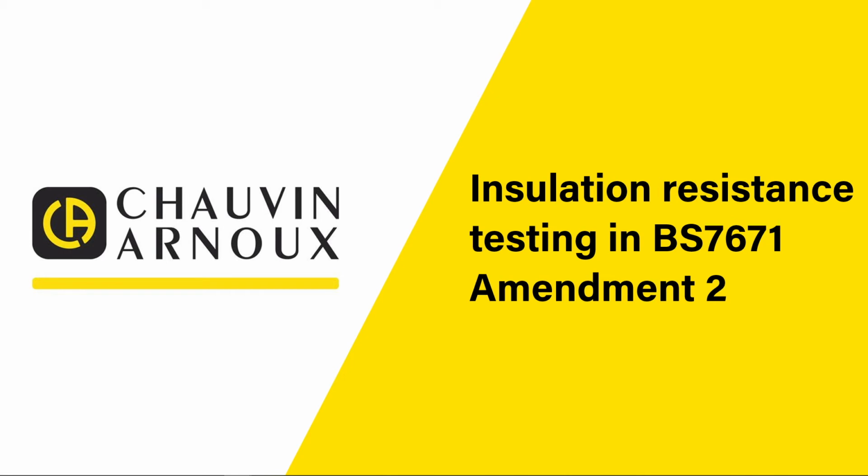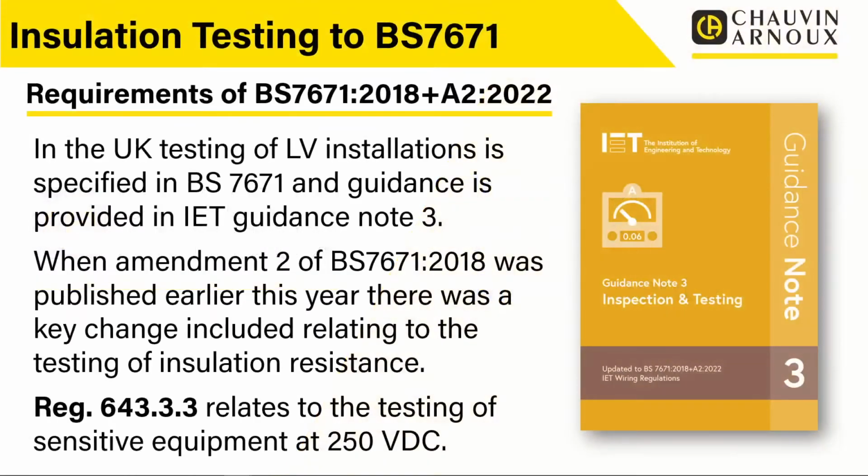Now we're going to take a look in a bit more detail at the requirements of BS 7671 Amendment 2. This is the new wiring regulations that were released in the UK earlier this year. So the requirements of BS 7671 2018, which is the 18th edition of the wiring regs in the UK. Earlier this year we got Amendment 2. Amendment 2 has made some little changes that we want to discuss during this webinar.